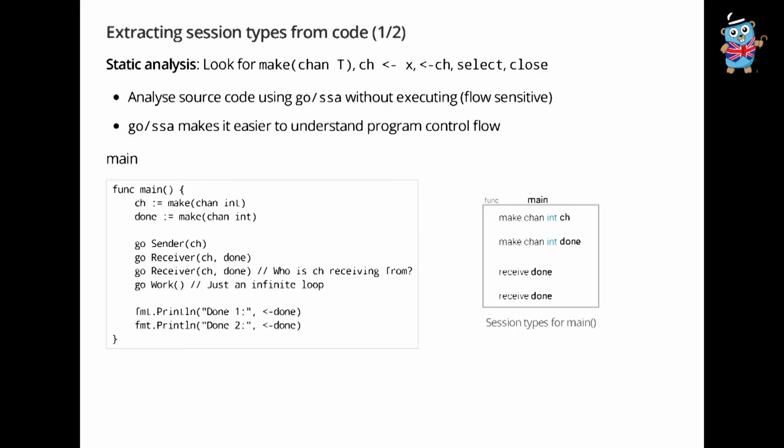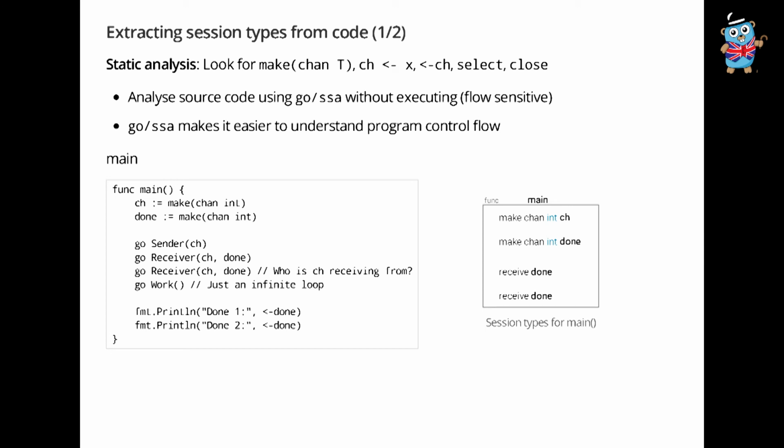So given a program source code, we look for the interesting communication primitives like making channels, receiving, sending, select, close, etc. And then we analyze the source code using the Go SSA package. The Go SSA package is an intermediate representation of the program source code. And all you need to know for this talk is that it makes it easier to understand the program control flow. You don't just do an analysis on the syntax. You actually follow the program control flow as well.